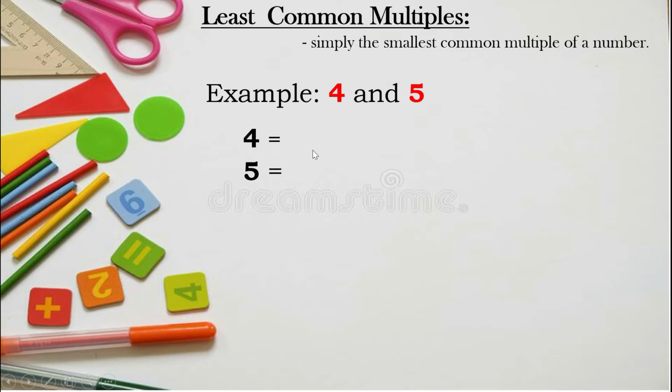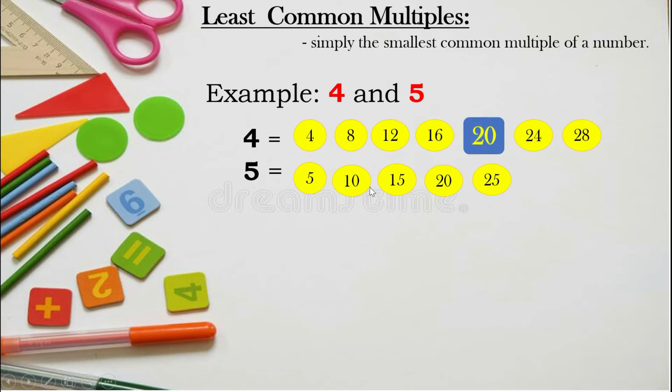Pwede rin counting tayo. Dito muna tayo sa 4. So 4, 8, 12, 16, 20, 24. That is the multiple of 4. 28, and meron pa. Next, si 5 naman. Counting tayo ng 5, 10. So ang multiple ng 5 is 5, 10, 15, 20, 25, and so on.